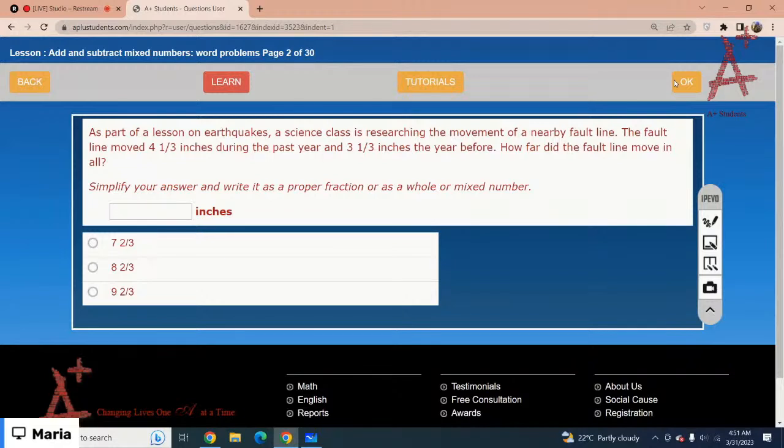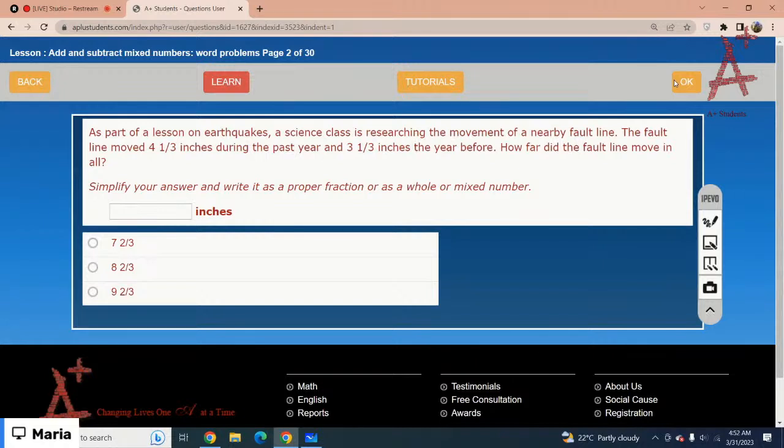Okay, the next one is, as part of a lesson on earthquakes, a science class is researching the movement of a nearby fault line. The fault line moved 4 whole 1 by 3 inches during the past year and 3 whole 1 by 3 inches the year before. How far did the fault line move in all?